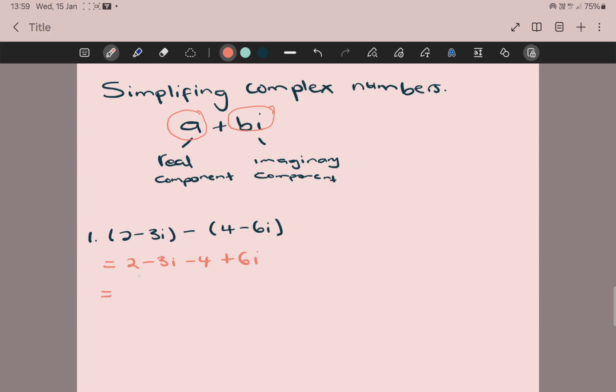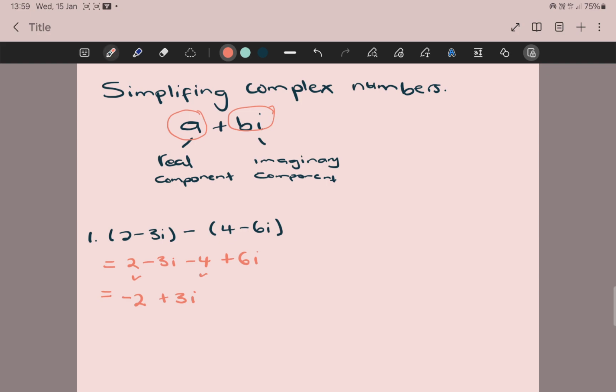Then how you add is you add the real terms together, then the imaginary terms together. So I'm going to have 2 minus 4, which gives me minus 2. Minus 3i plus 6i gives me plus 3i. So you are going to add your real components together, your imaginary components together.